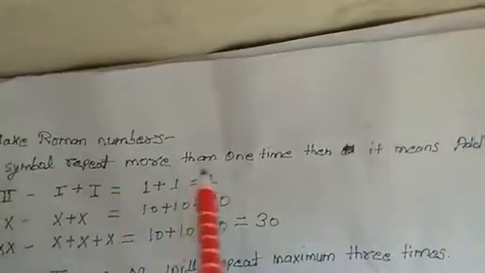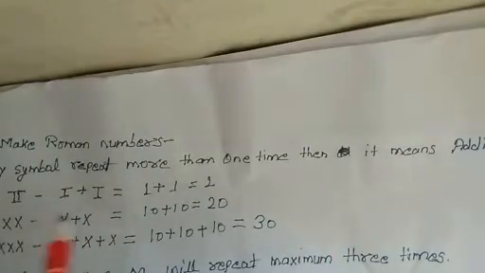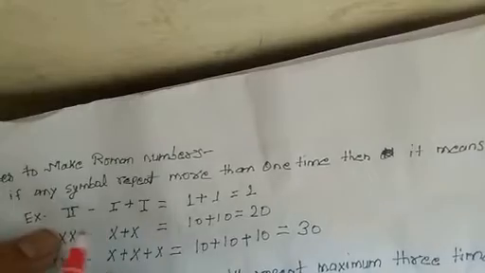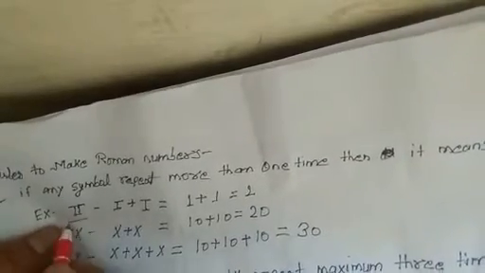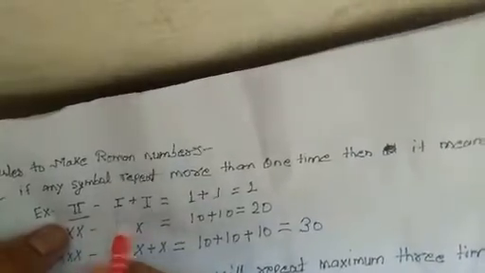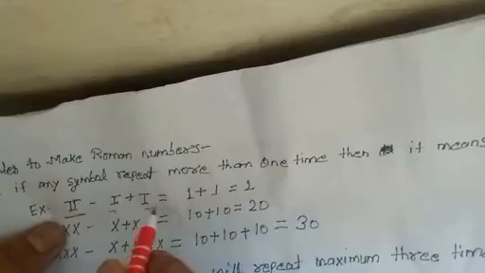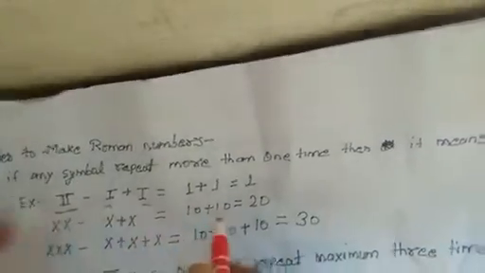If any symbol repeats more than one time, then addition of that number is done. For example, suppose what is the Roman number of 2? Double I, okay. We can write it in the expanded form I plus I. I stands for 1, plus 1, 1 plus 1, 2. Okay.